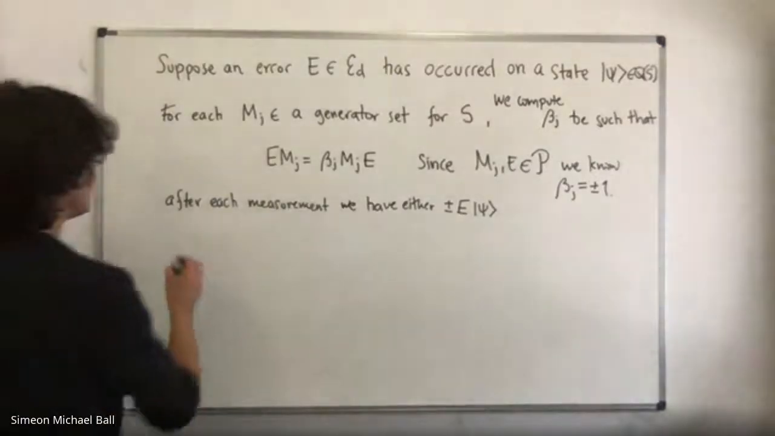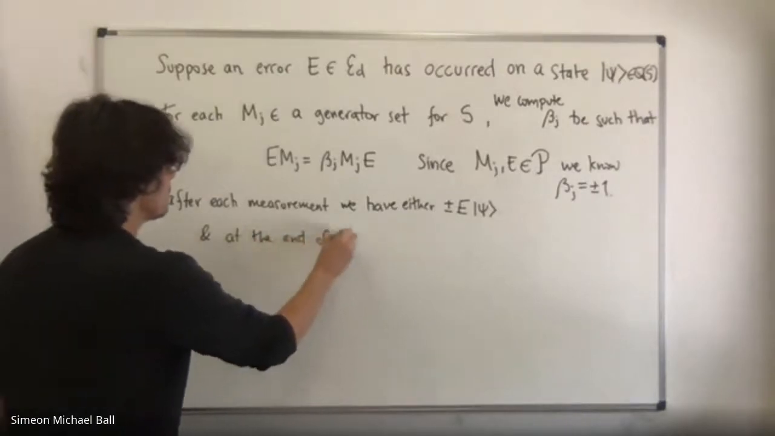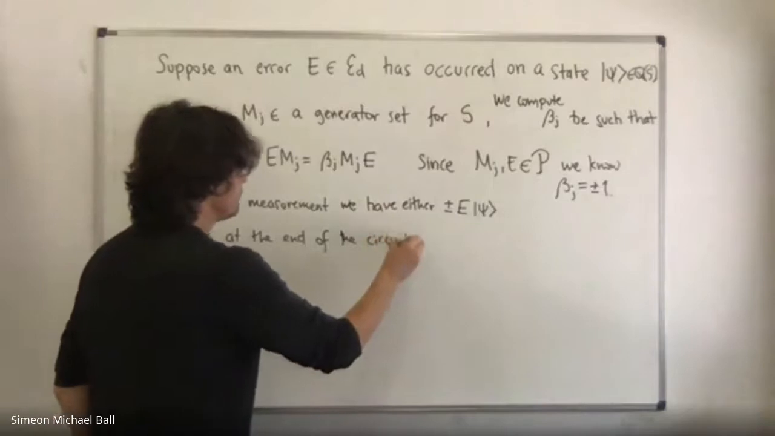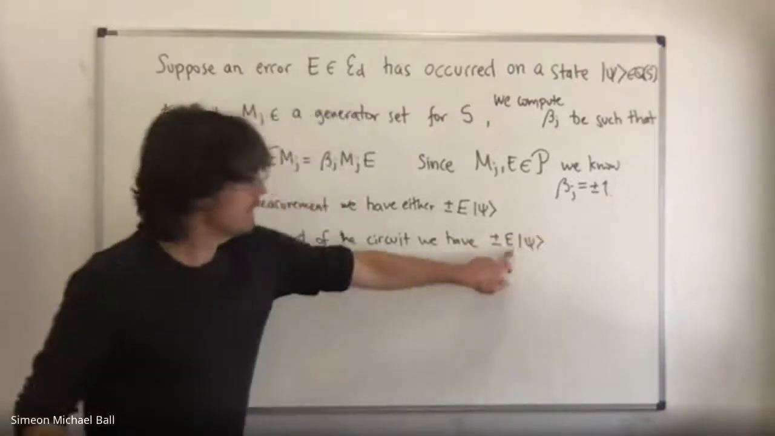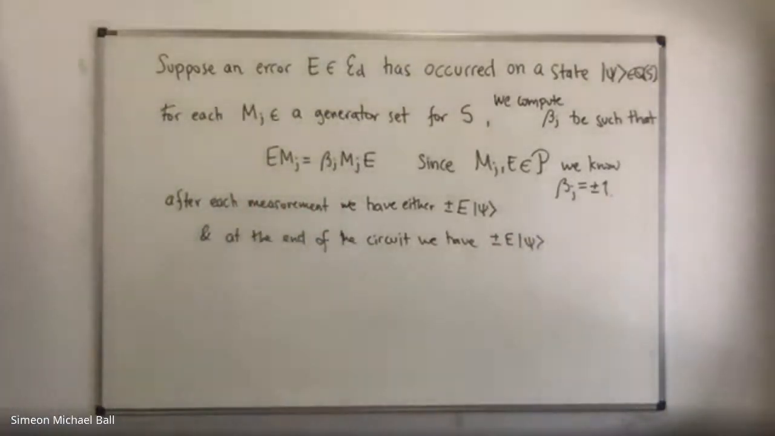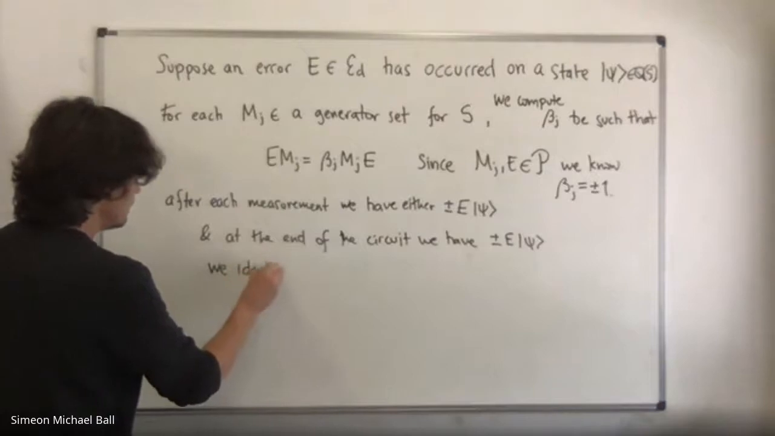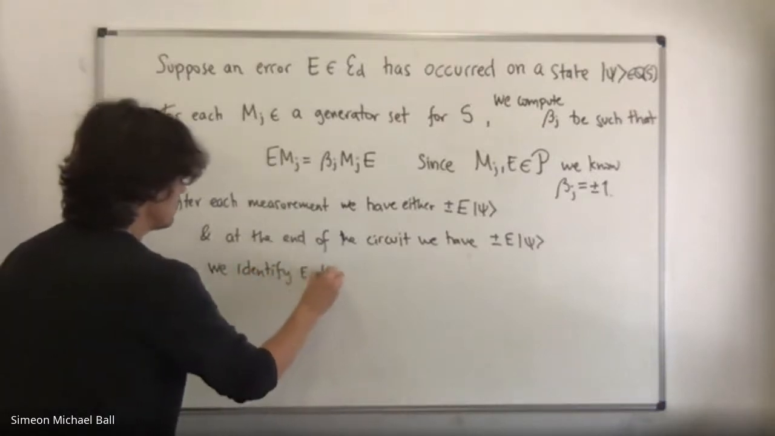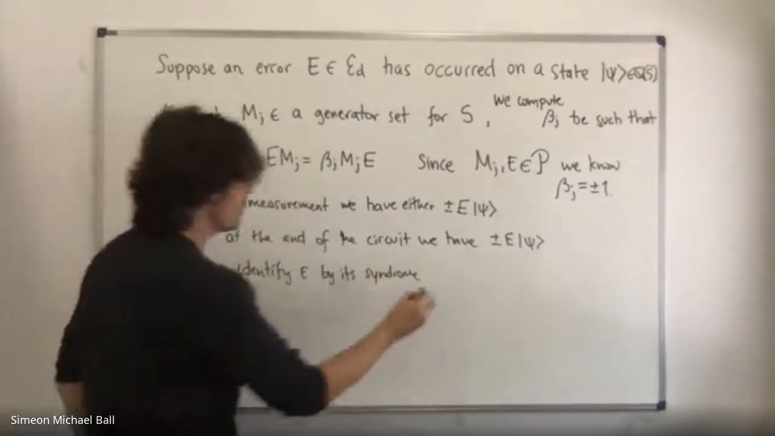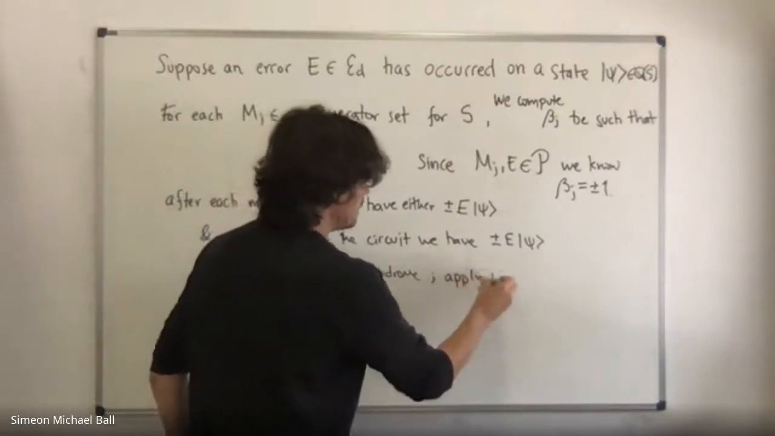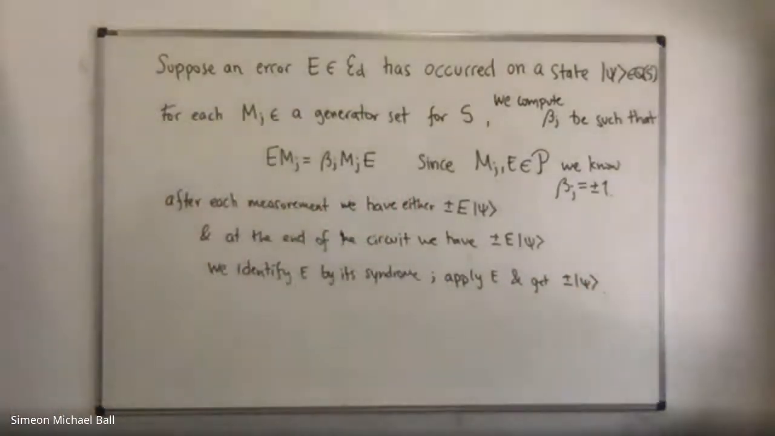So after our measurement, at the end of the circuit, we have plus or minus E. And we will then find the E, we're going to locate the E, and we're going to apply the E. So we identify E by syndrome, and then add this to our circuit, and so apply E, and get up to global phase plus or minus.